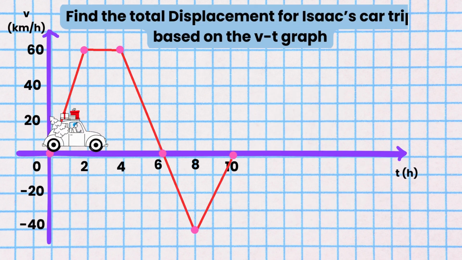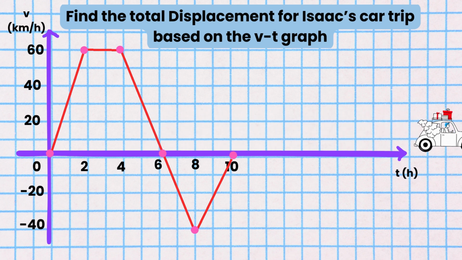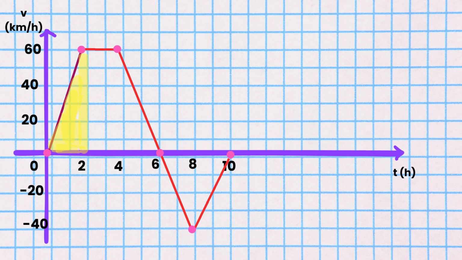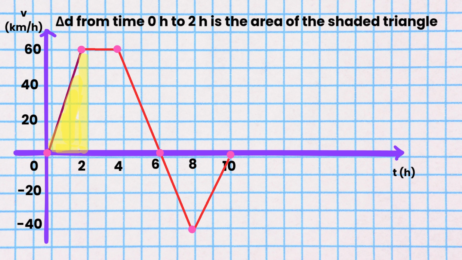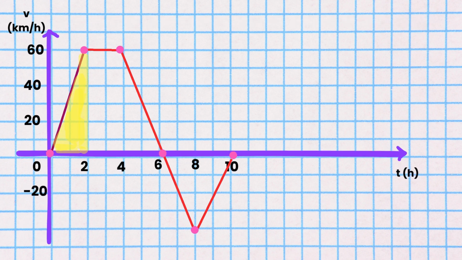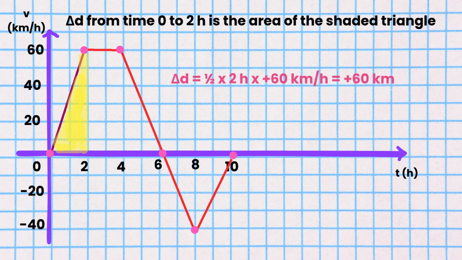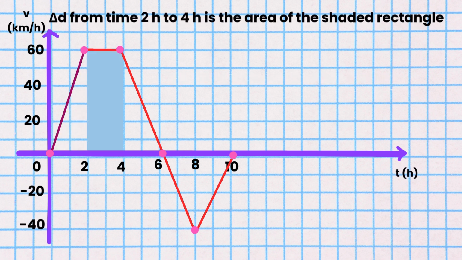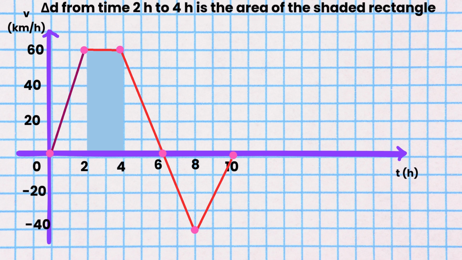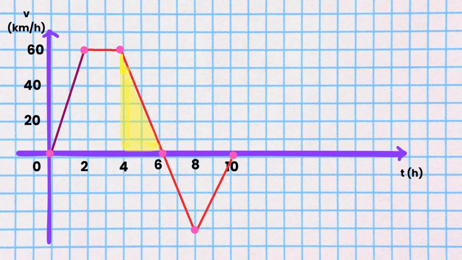Let us find the total displacement for Isaac's car trip based on the VT graph. The displacement from time 0 hours to 2 hours is the area of the shaded triangle, which equals 1/2 times 2 hours times plus 60 km per hour, and that equals plus 60 kilometers. Delta d from time 2 hours to 4 hours is the area of the shaded rectangle. So that equals 2 hours times plus 60 km per hour, and that equals plus 120 kilometers.